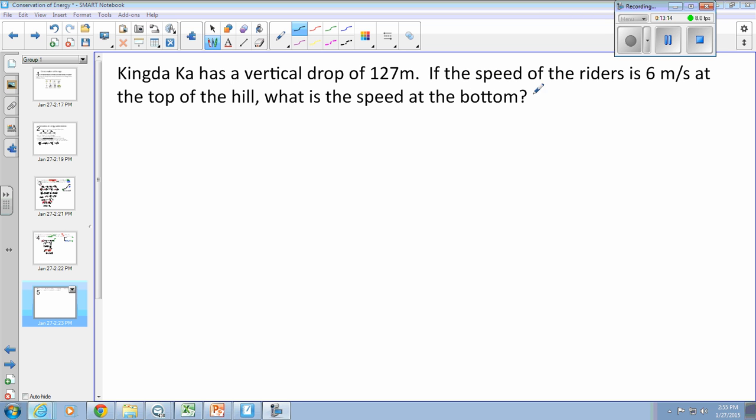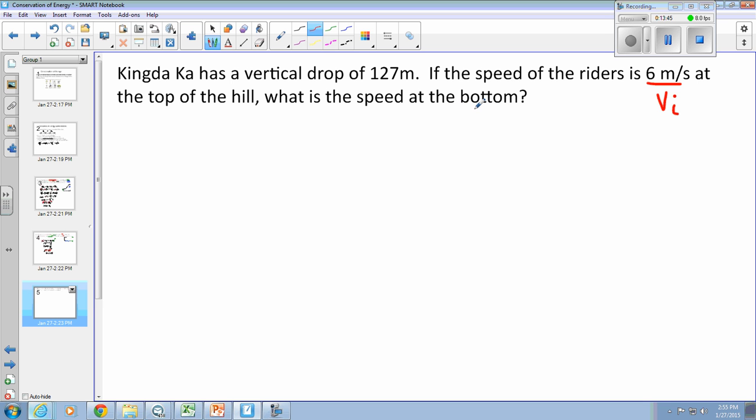They've got the speed of the riders at the top of the hill, so they're giving you an initial speed of the rider at the top of this vertical drop. So they're coming over the drop, and they're going to have a velocity of 6 meters per second as they're going into their vertical drop. So we can assume this is our initial velocity at the top of the hill. What's the speed at the bottom of the hill?